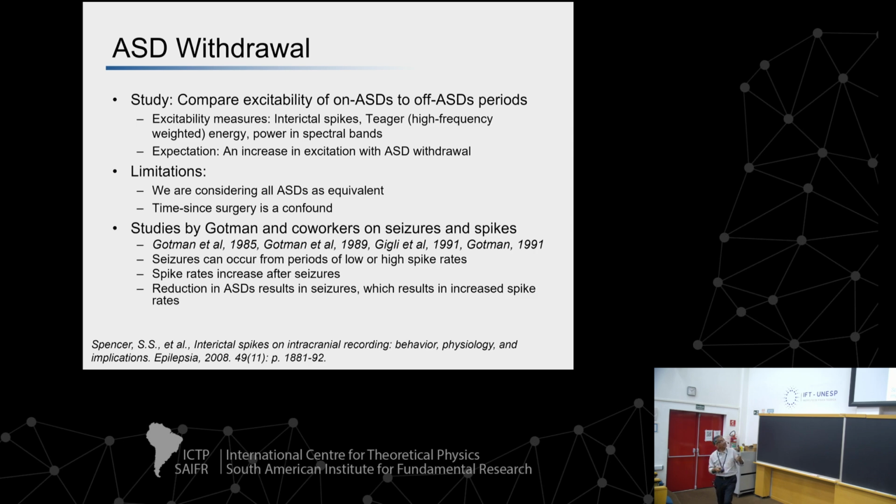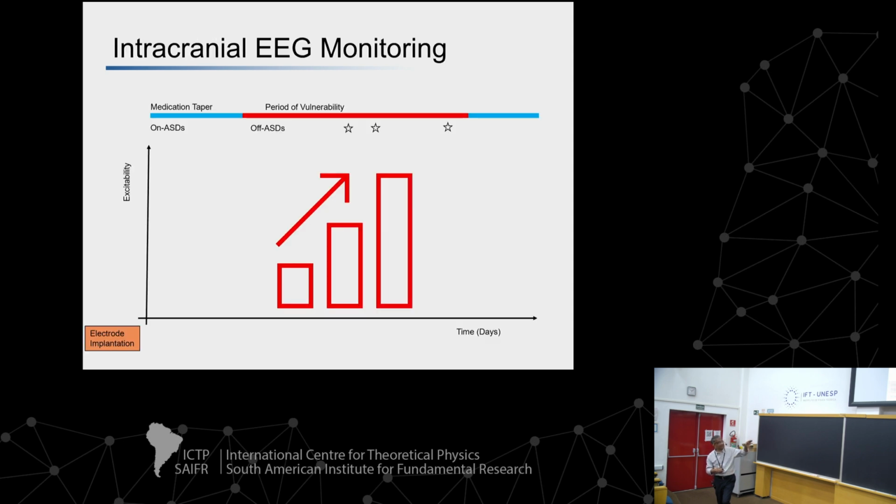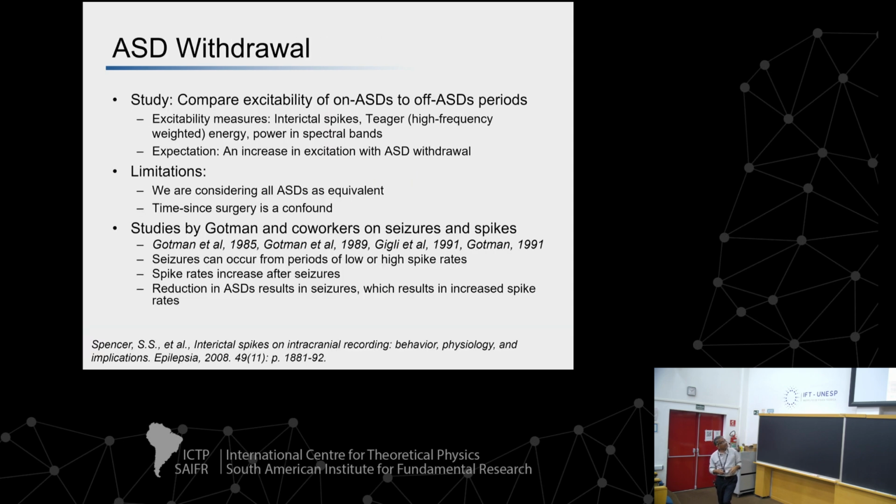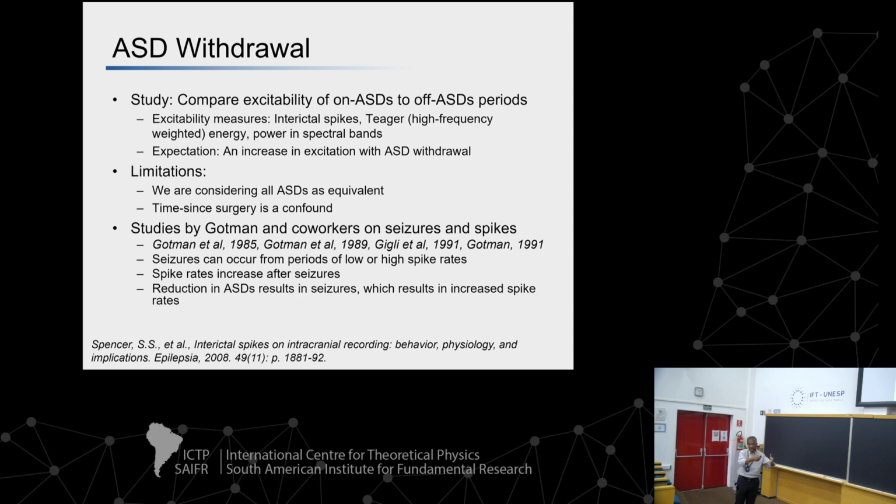So we said we would measure interictal spikes, and we would check if we see this sort of increase over days. We also measured energy, power. These are very simple classical measures of the signal. Limitations of our study: we're considering all anti-seizure drugs as equivalent, so we're not specifying which class of drug that is. It's really simplifying things. We're also ignoring time since surgery initially.